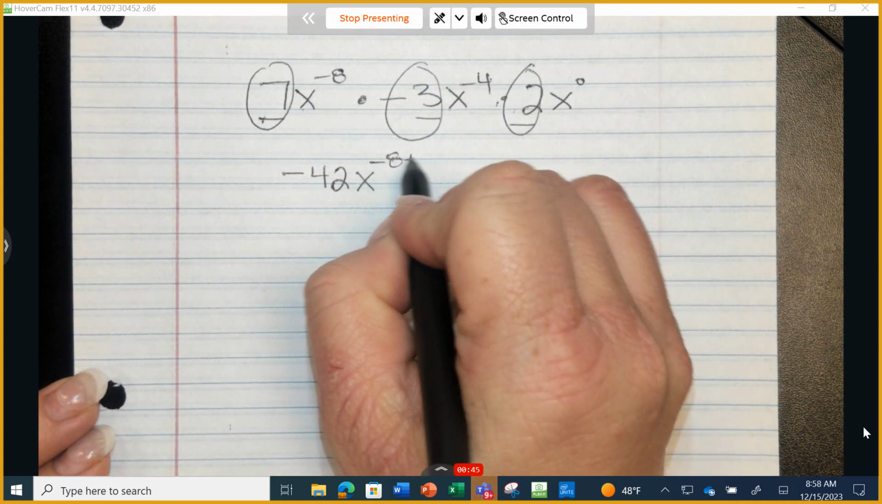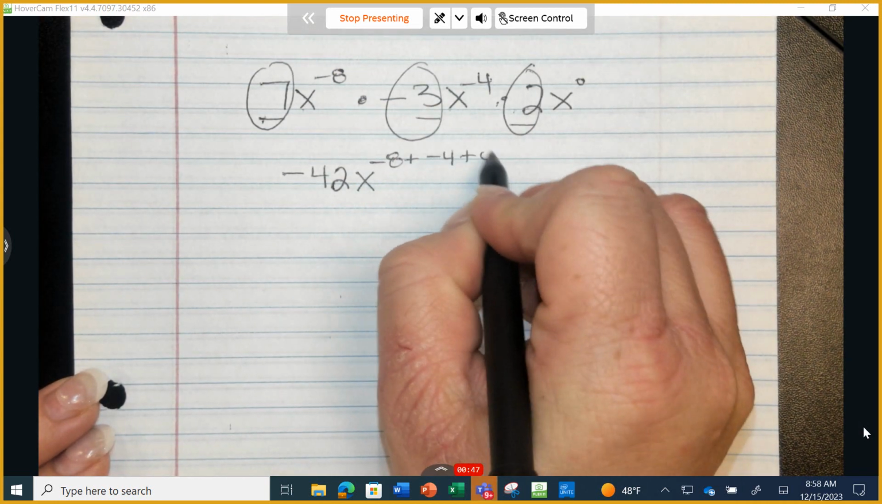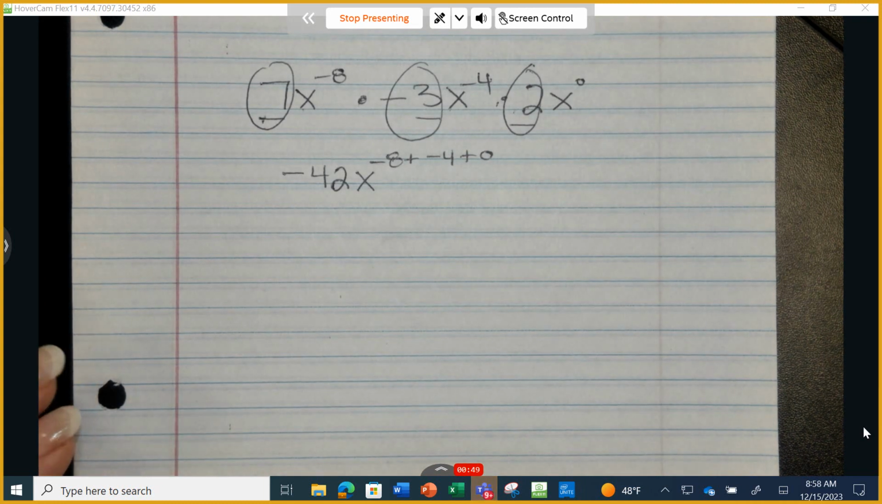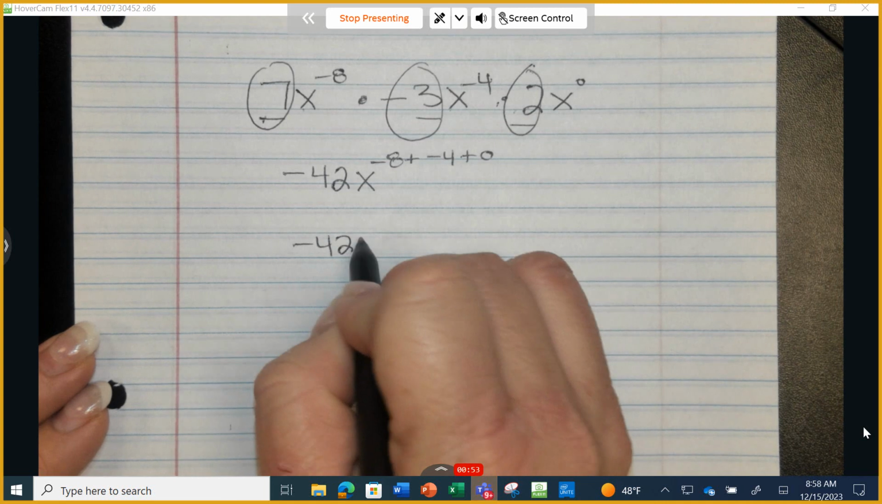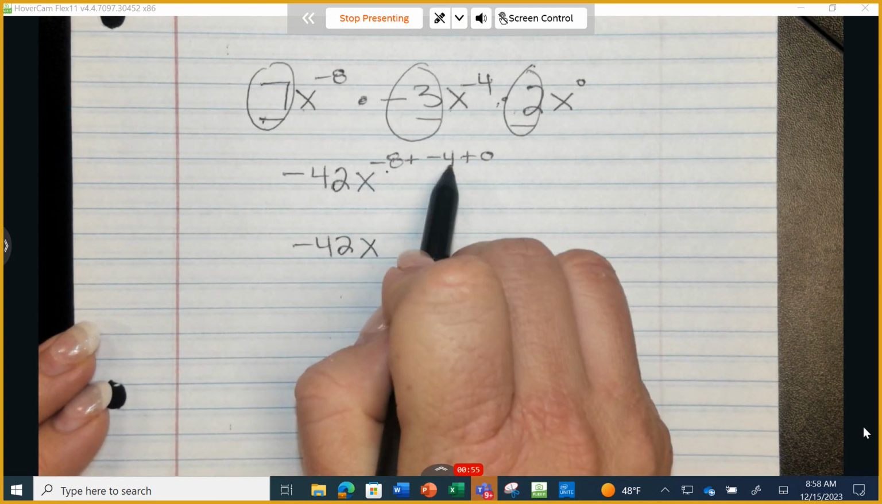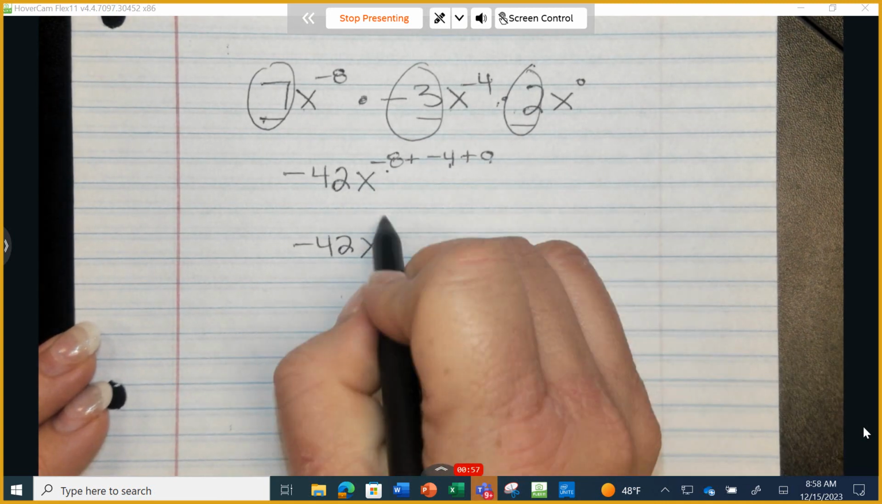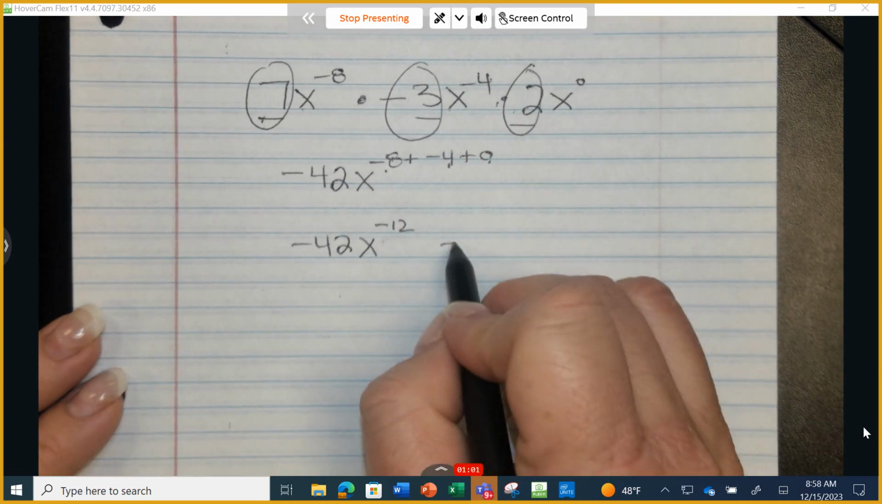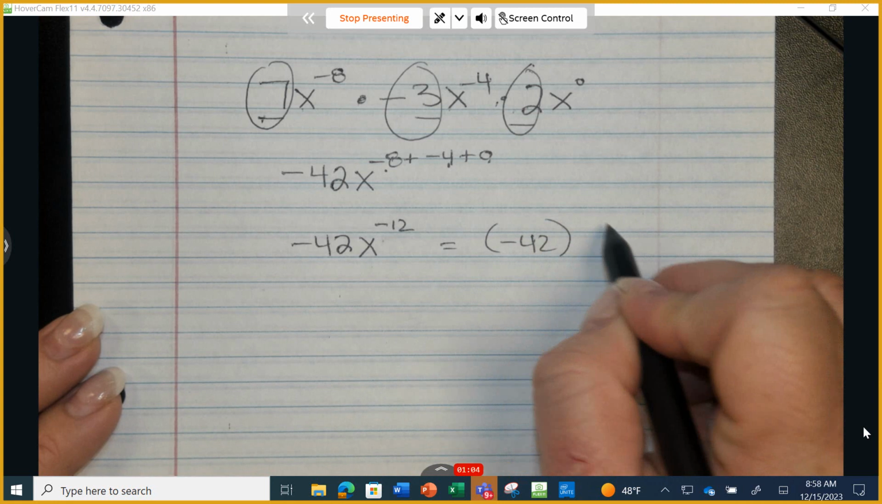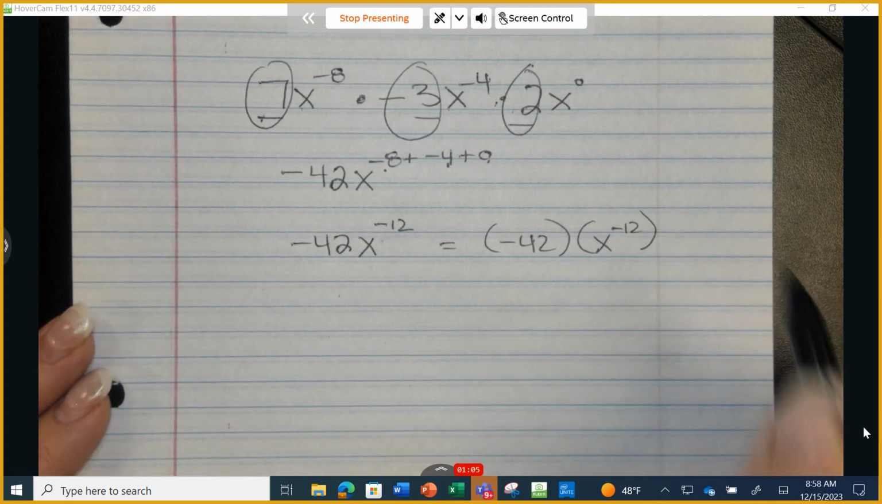Negative 8 plus negative 4 plus 0. If you need to use a calculator, then do so. So I have negative 42x. Okay, negative 8 and negative 4 is negative 12 and 0 is negative 12. I want you to recognize that this is the same as me writing these two different groups separately.